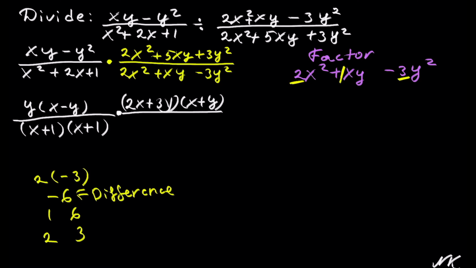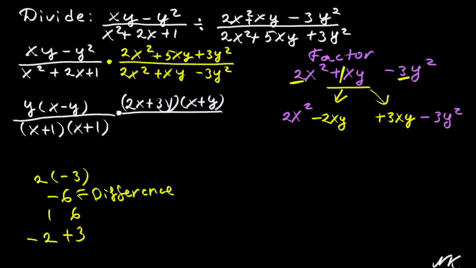We need the difference to be positive, so we need more positives and fewer negatives. Negative 2 plus 3 gives us 1. So let's rewrite 1xy as negative 2xy plus 3xy. This gives us 1xy back, and we keep everything else as is. So 2x to the second minus 2xy plus 3xy minus 3y to the second. We can factor by grouping.